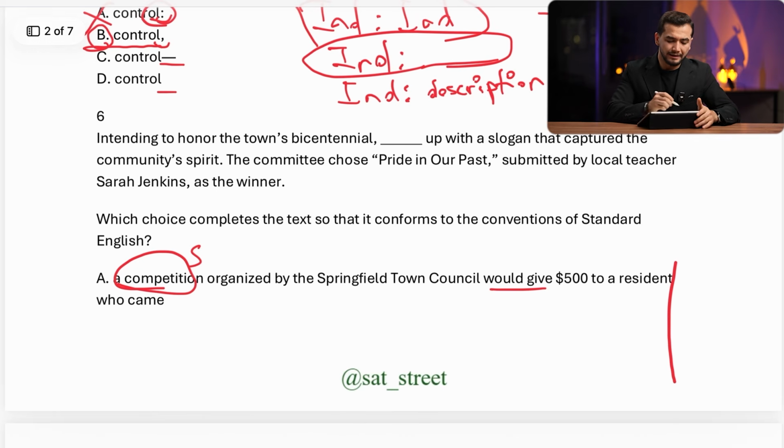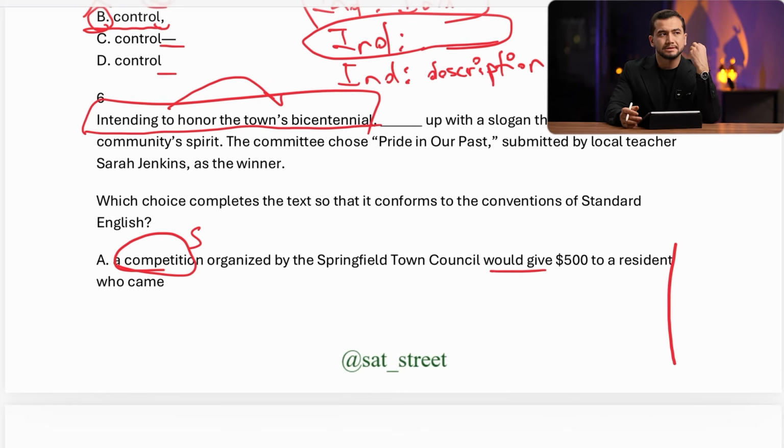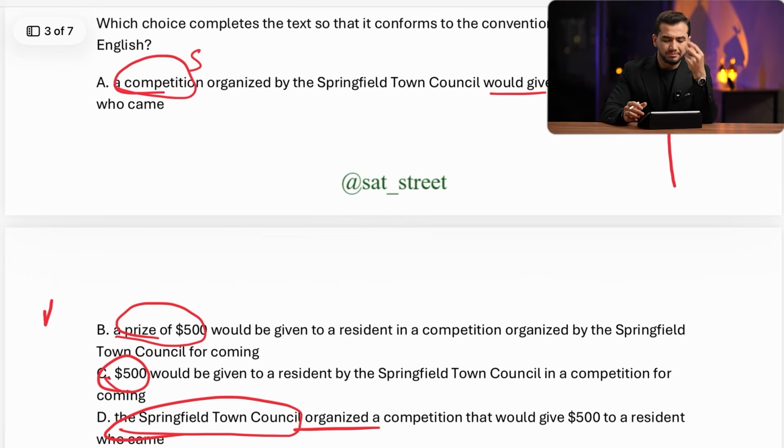So modifier, intending to honor the town's bicentennial. So okay, so we have this action done by the subject. So the subject should be able to intend to honor the town's bicentennial. Okay. A, competition. Competition was intending to honor the town's bicentennial. Kind of makes sense. Okay, it's possible. What about B, price? But money cannot intend to honor anything, right? So logically incorrect. C, the same. Price and money cannot have such a, let's say, intention.